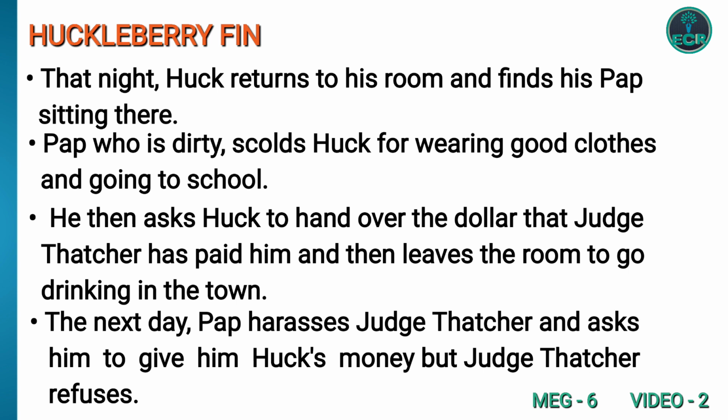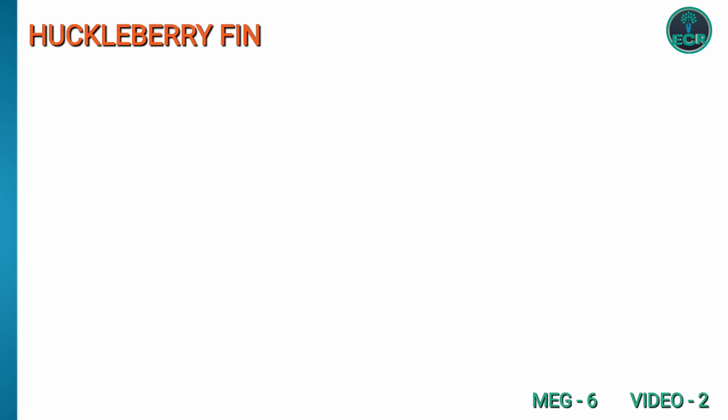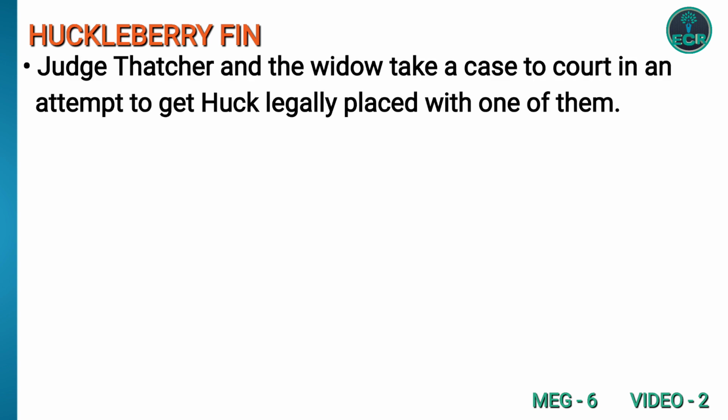The next day, Pap harasses Judge Thatcher and asks him to give him Huck's money, but Judge Thatcher refuses. Judge Thatcher and the widow take a case to court in an attempt to get Huck legally placed with one of them.